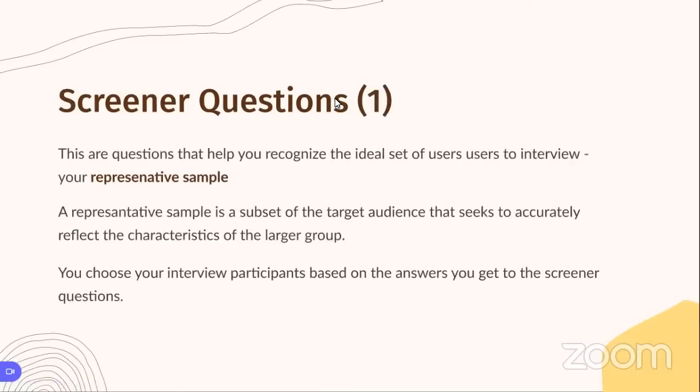And then after that, let's talk about screener questions. Now, screener questions help you get the right people to speak with. Not everybody is your ideal user. One of the best practices that they say in design is to design for one person, precisely one very, very real person. Design a solution for one person and make sure that it makes sense to that one person.